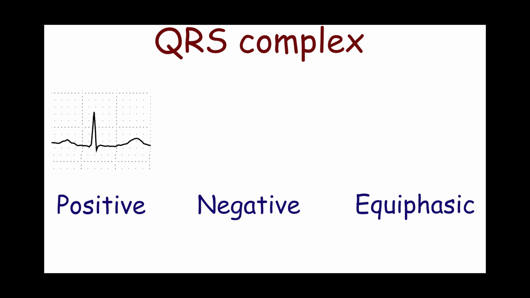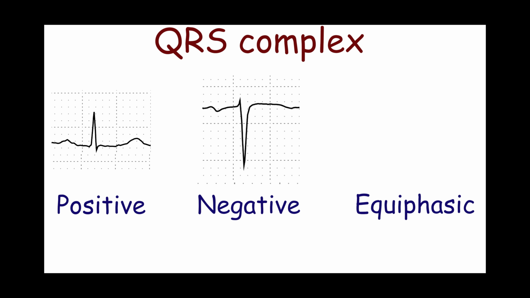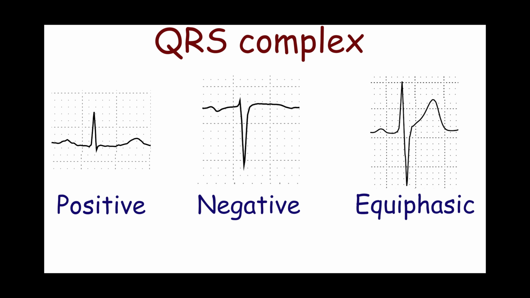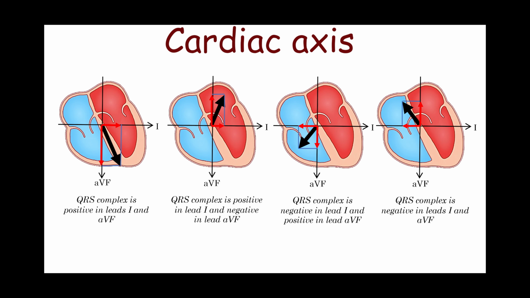Positive QRS complex means that the amplitude of the R wave is greater than the sum of the amplitudes of the Q wave and S wave. Negative QRS complex means that the sum of the amplitudes of the Q wave and S wave is greater than the R wave. Equiphasic QRS complex has equal amplitude of the R wave and the sum of the Q wave and S wave. Let's see 4 of the possible combinations between the average direction of ventricular depolarization and its relation to leads 1 and AVF.